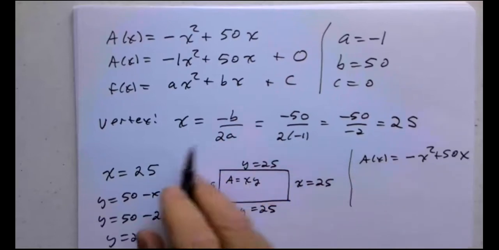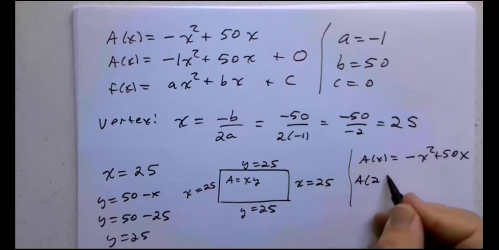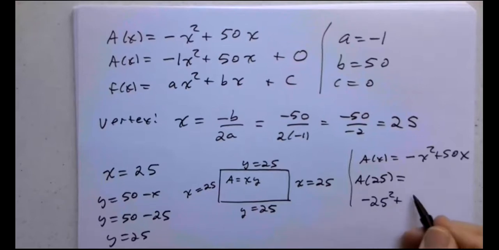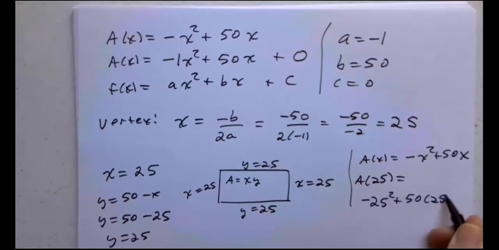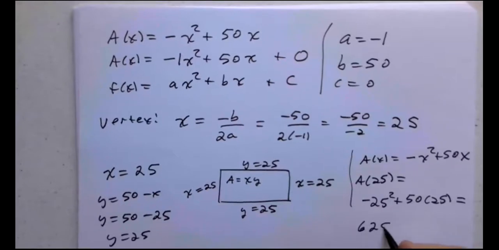I need to see, what is A of 25? If x is 25, what is the area? What is A of 25? That's negative 25 squared plus 50 times 25, which is, and let's take a look. Remember that negative is not in parentheses. Negative 25 squared plus 50 times 25 gives me 625. So A of 25 is 625.